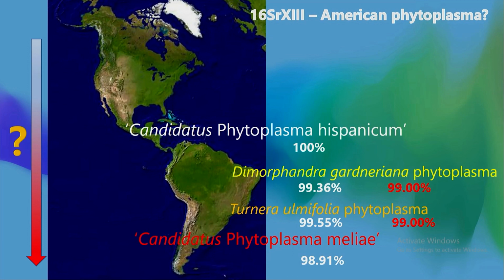This is a kind of summary of this situation. The 13 is very likely an American phytoplasma. It was found from Mexico to down. And if you look at the Hispanicum compared to the Melie in Argentina, the difference is not relevant for the rule we have now, because the Melie is 98.91% to the Hispanicum. And the Dimorphandra and the Turnera are having slightly progressive differentiation on the 16S.